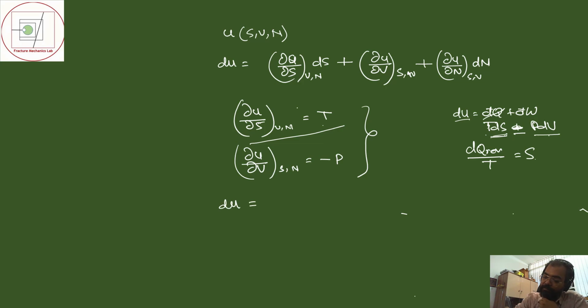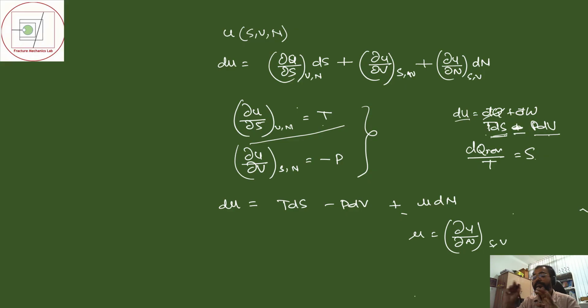So dU is equal to T dS minus P dV plus mu dN, where mu is called chemical potential, and mu is simply this term, which is del U by del N when you keep entropy constant and volume constant. And if you change the matter, the internal energy of that matter changes.